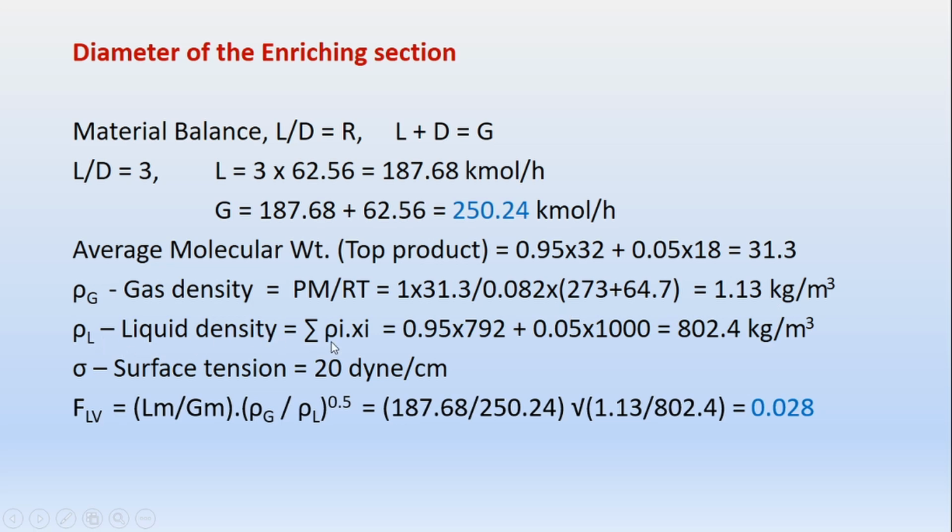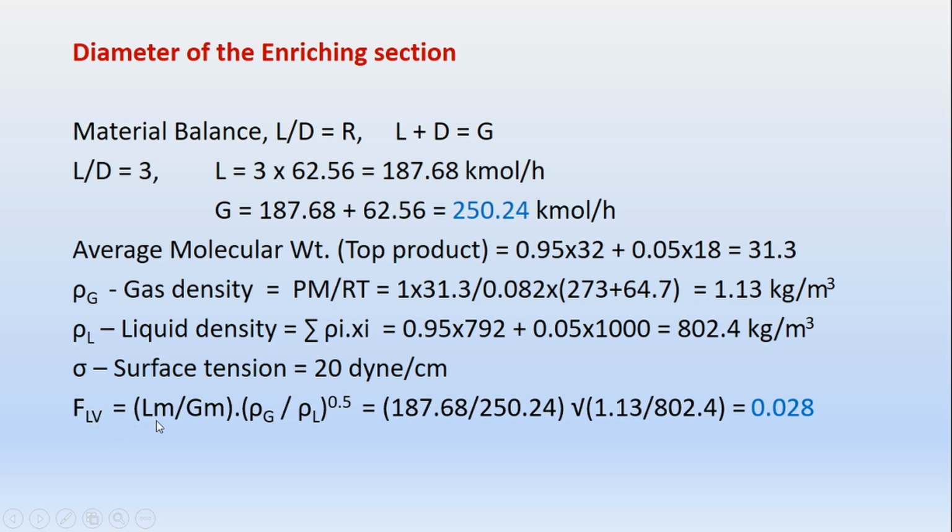Liquid density is the averaged density, okay, for that composition. So that is 0.95 times 792.05 plus 0.05 times 1000, which gives 802.4 kg per meter cube as density. Okay, surface tension. If the value of surface tension is given in the problem, you use that. Otherwise, we will take this value as 20 dyne per centimeter. Okay, so surface tension value sigma is taken here as 20 dyne per centimeter.